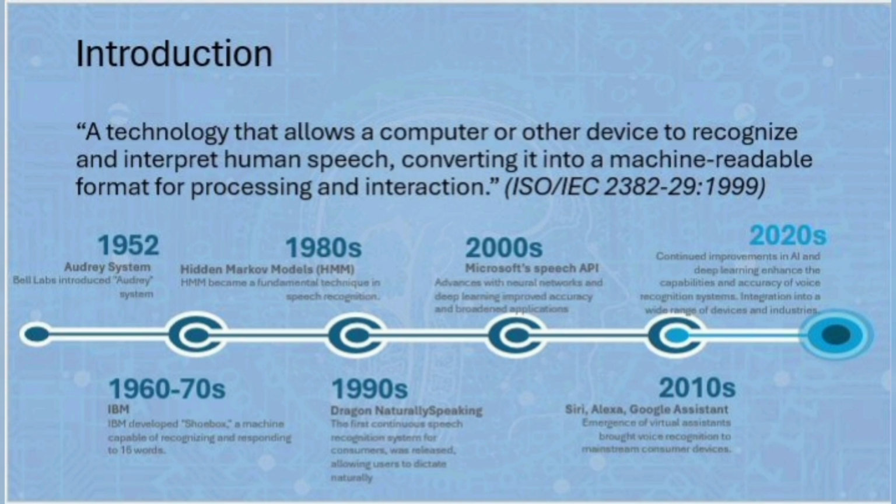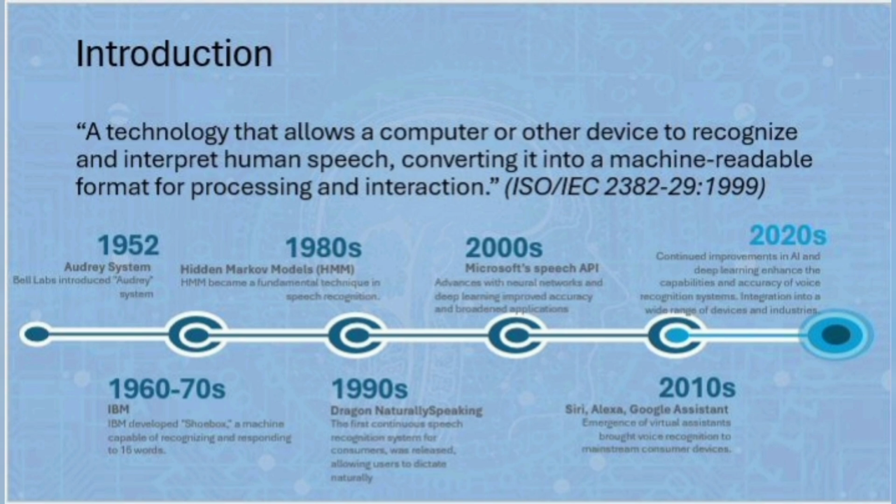Then in the 1990s, Dragon Naturally Speaking was released as the first continuous speech recognition system for consumers. This technology allowed users to dictate naturally, making voice recognition more accessible to the public. In the 2000s, this era brought significant advances with neural networks and deep learning, improving the accuracy and broadening the application of voice recognition technology. Additionally, Microsoft's Speech API was introduced, providing developers with tools to integrate voice recognition into applications.